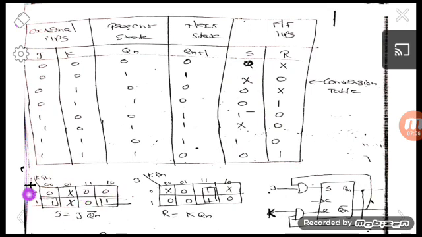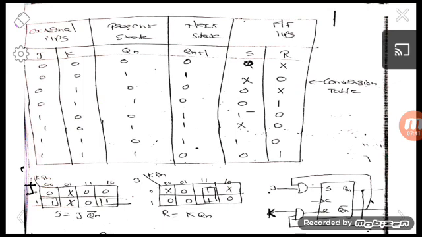Okay, the variables are J, K, Qn. Based on these values we are putting the values of S in the corresponding cells, that is 0 x 0 0, 0 x 0 0, and 1 x 1 0, that is 1 x 1 0. Okay, and after that we are drawing the K-map for R. This is the K-map for R. Based on the corresponding inputs, we are writing the corresponding values of R in the cells.